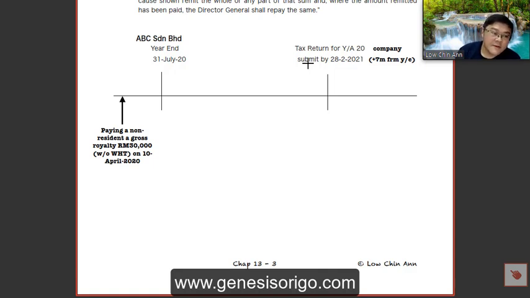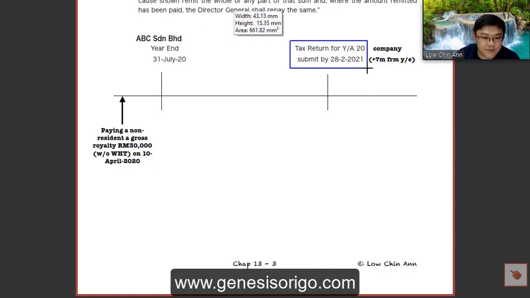You follow? So you just count yourself, if your year end is 31st July 2020, what is 7 months from that date? You're going to get 28th of February 2021. Again, you see, August, September, October, November, December, January, February. See, 7 months? That's why we're telling you, for year of assessment 2020, you're supposed to submit the tax return latest by 28th of February 2021.